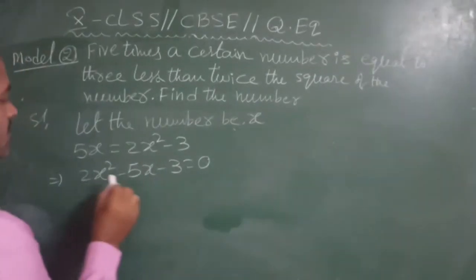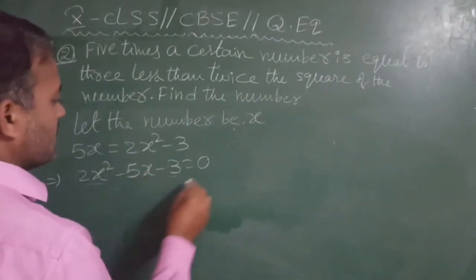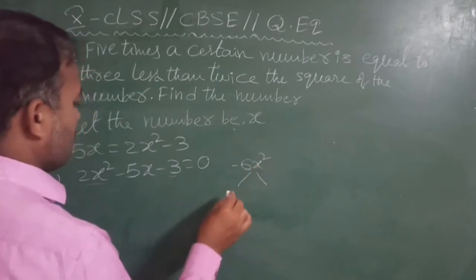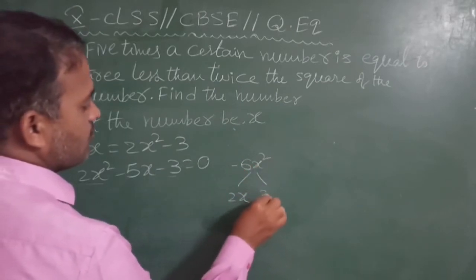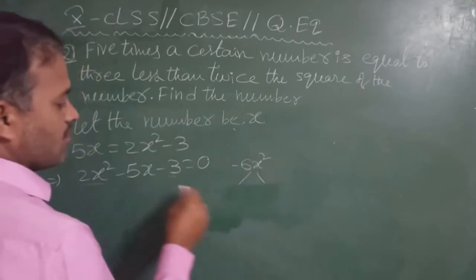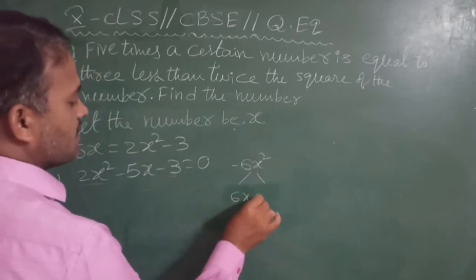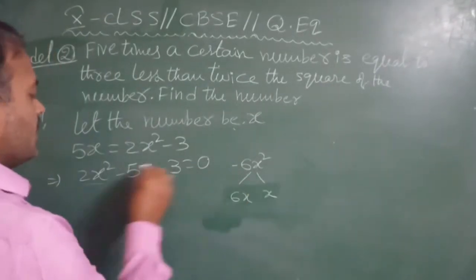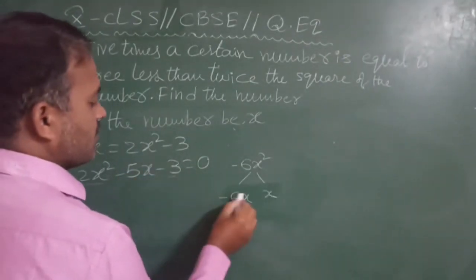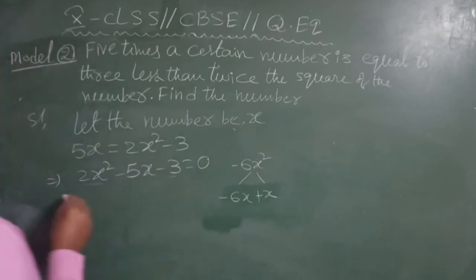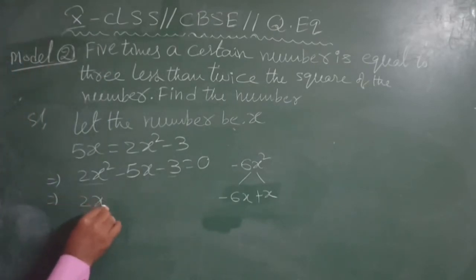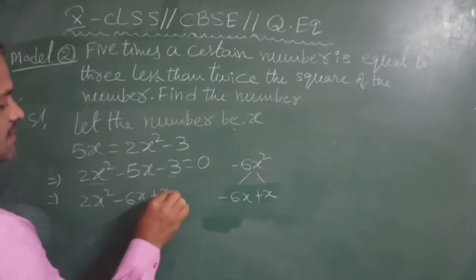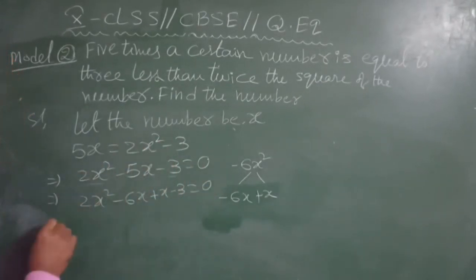Now the first term is 2x square and the last term is minus 3, which gives minus 6x square. The factors of minus 6x square: 2x into 3x is not possible, so here 6x into x, 1 into 6. Now I want minus 5 in the middle, so here minus and here plus, you need to substitute: 2x square minus 6x plus x minus 3 equals 0.